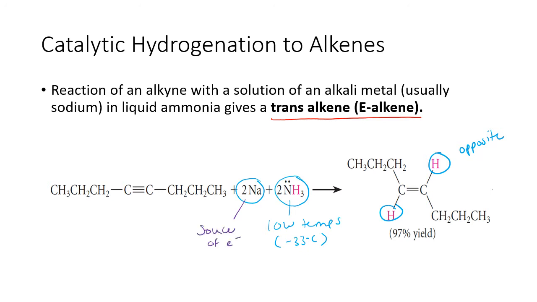So this reaction proceeds through a radical anion, which would be having an unpaired electron that's free. So we're not going to go through the mechanism, but what you want to know is that you end up getting a trans or an E-alkene as your product primarily when you perform this dissolving metal reaction.